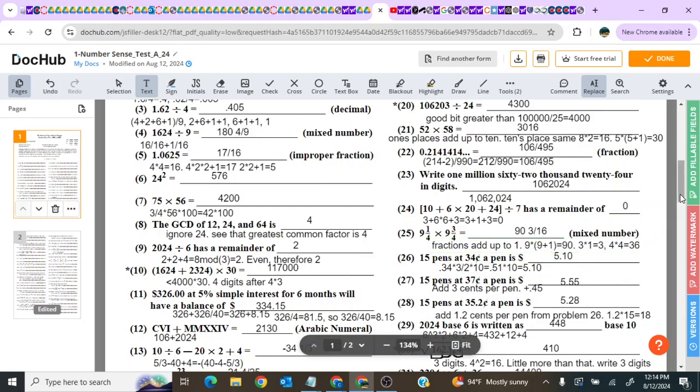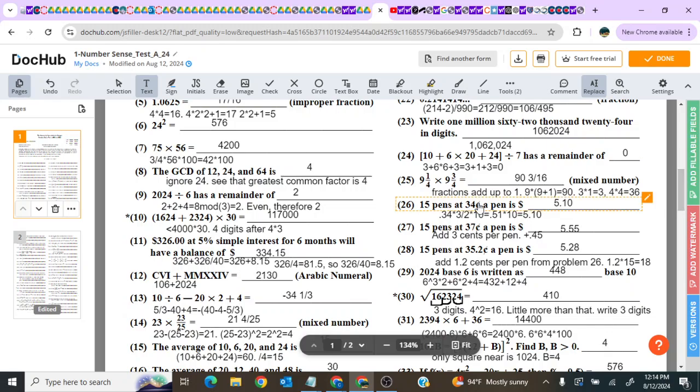26, 15 pins at 34 cents a pin is what? Well, just multiply 34 by 15, which is the same as multiplying by 3 over 2 times 10. So 0.34 divided by 2 is 0.17, times 3 is 0.51, times 10 is 5.10.